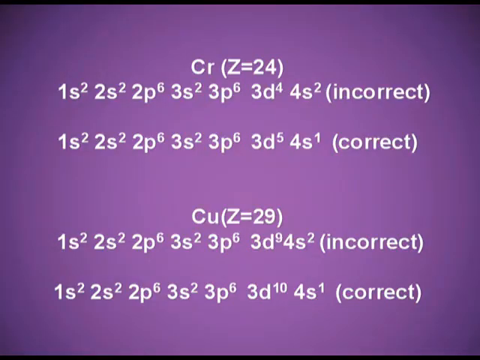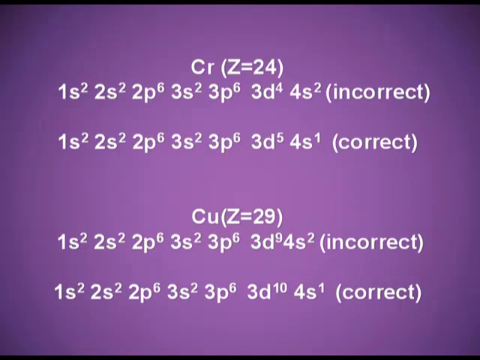compensates that energy requirement. Another example is copper, atomic number 29. Let's see its electronic configuration as per the three rules: 1s2, 2s2, 2p6, 3s2, 3p6, 3d9, 4s2. It is incorrect again, because after transferring one electron from the 4s orbital to 3d, 3d becomes 3d10 and then it becomes more stable.